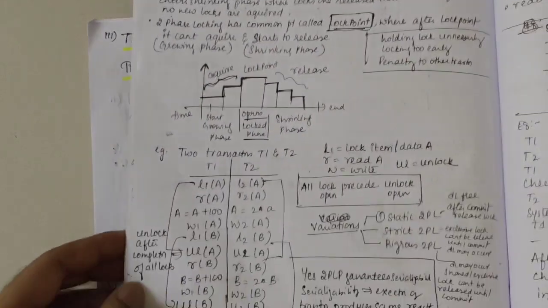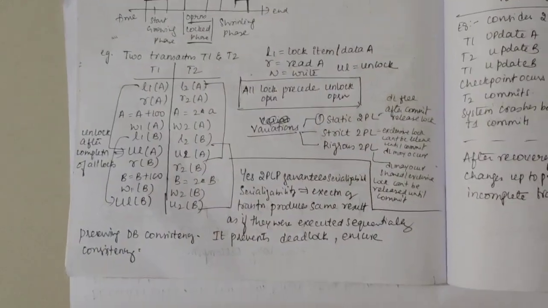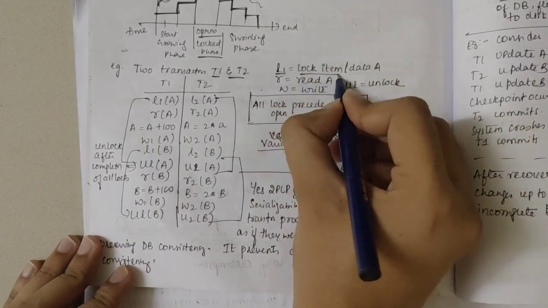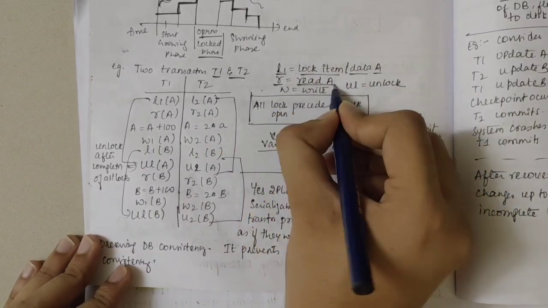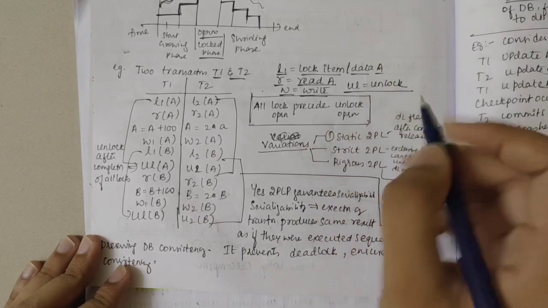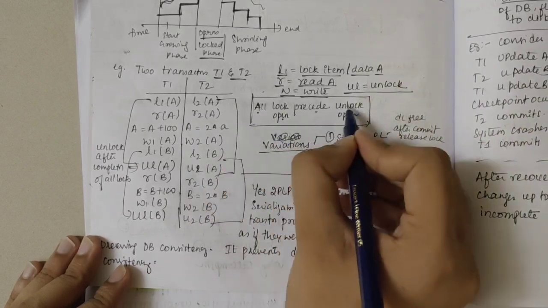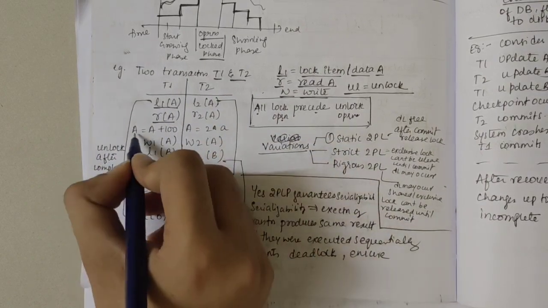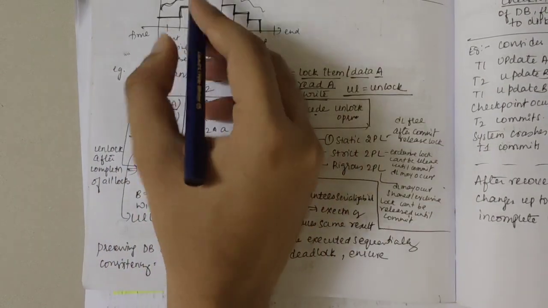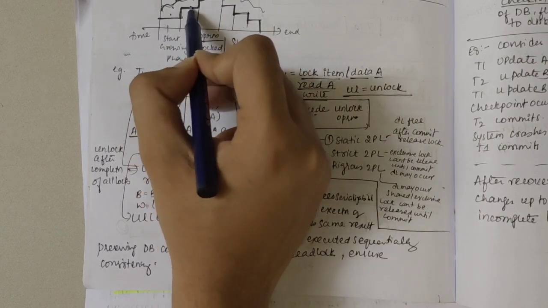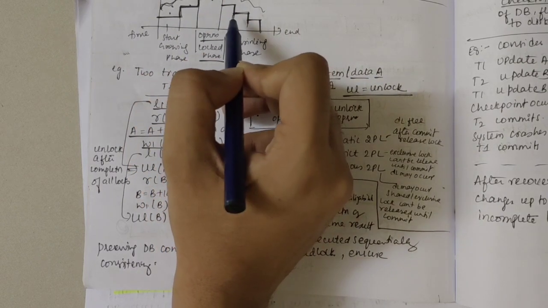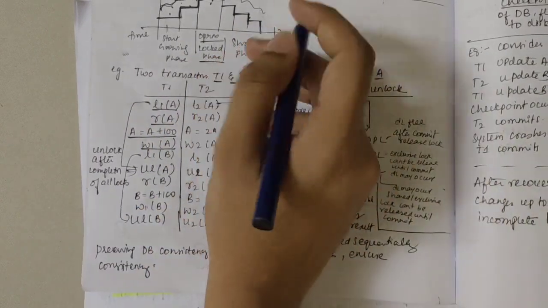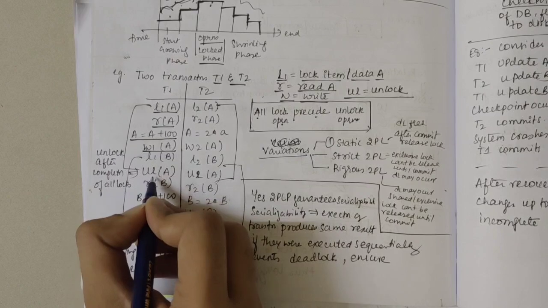Now let's look into an example here. Two transactions are there, T1 and T2. L is to lock the item, the data is A here, R is to read, W is to write, and UL is to unlock. So all lock operations precede unlock operations. First in transaction 1, we lock A, then read A, perform an operation and then write A. After writing A, you need to unlock A. So after that, you have unlock A here.